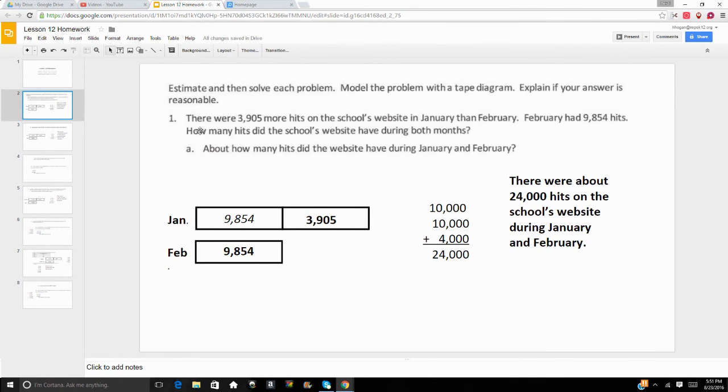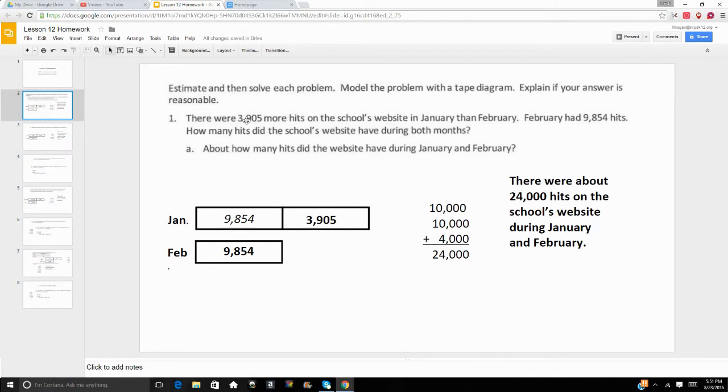Okay, so there are different steps. We're going to estimate the problems and get an estimated sum. Then we're going to actually solve the problem. And then we're going to see, does this make sense? Is our estimate close to our actual answer? And if not, why?